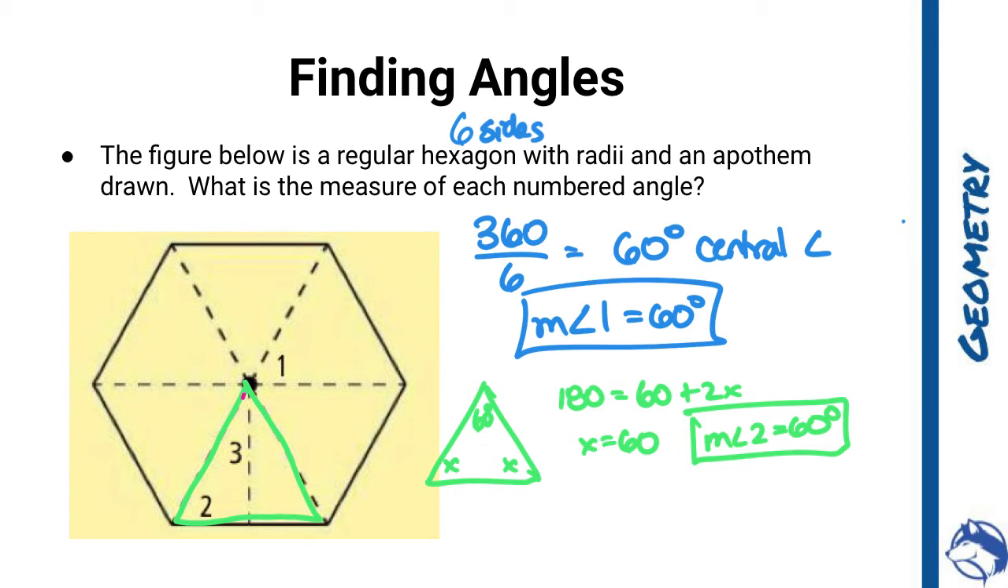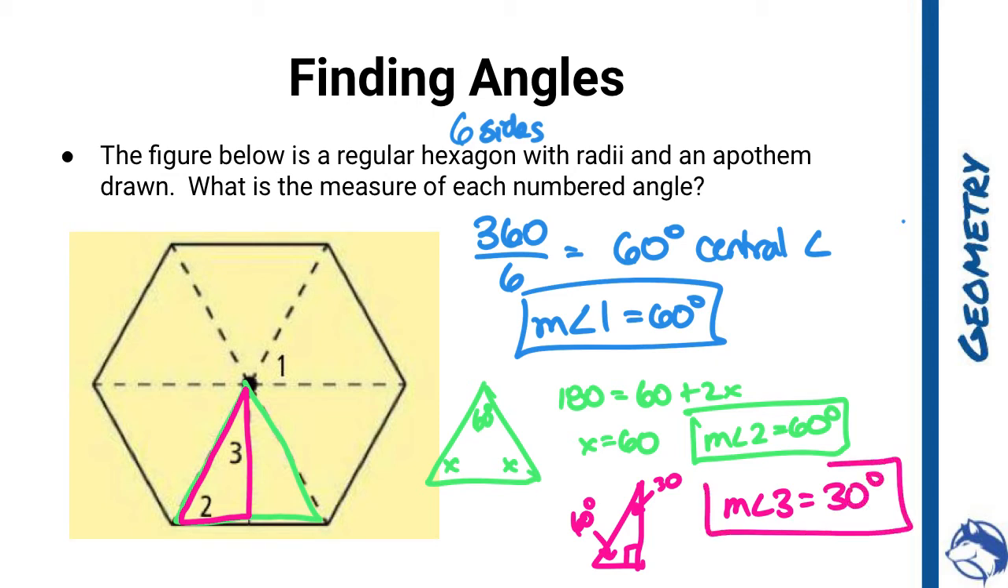So the last thing I'm going to do is create a smaller triangle, which is half of that. And so from here, I know that this is 90 degrees, that's 60, which means that this has to be 30. So the measure of angle 3 has to be equal to 30 degrees. And so you should be able to do that with any regular polygon just by doing quick little maths and using what we know about triangles.